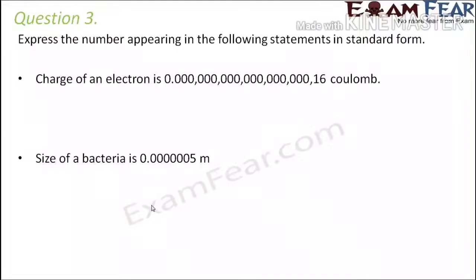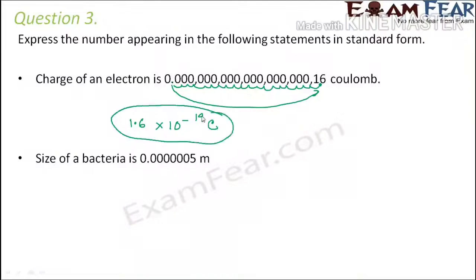Question number 3. Express the number appearing in the following statements in standard form. Charge of an electron is this many coulomb. So how will you express this in standard form? For standard form, you want the decimal point to be present here. So you need to shift the decimal point from here to here. So it would be 1.6 into 10 to the power minus, how many jumps will that need? 1, 2, 3, 4, 5, 6, 7, 8, 9, 10, 11, 12, 13, 14, 15, 16, 17, 18 and 19. So this would be 1.6 into 10 to the power minus 19 coulomb.